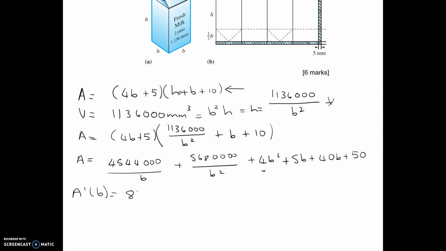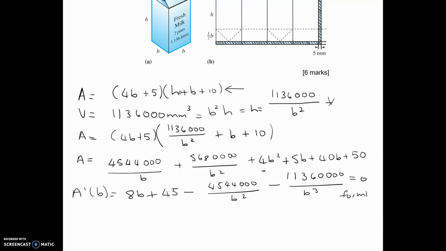So it would be 8b plus, joining those together, 45 minus 4,544,000 over b squared minus 1,136,000 over b cubed. Now, to be the minimum, that's got to equal 0, which means we're solving, well, that's a bit nasty.